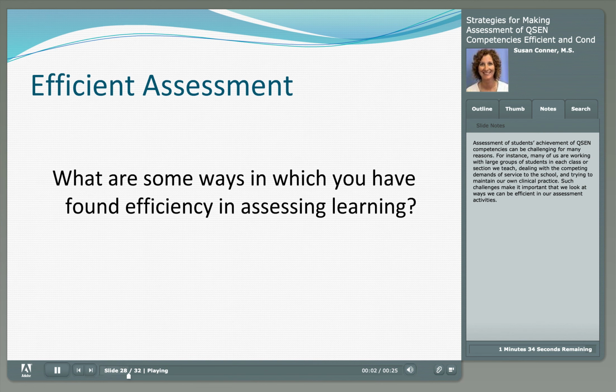Assessment of students' achievement of QSEN competencies can be challenging for many reasons. For instance, many of us are working with large groups of students in each class or section we teach, dealing with the competing demands of service to the school and trying to maintain our own clinical practice. Such challenges make it important that we look at ways we can be efficient in our assessment activities.